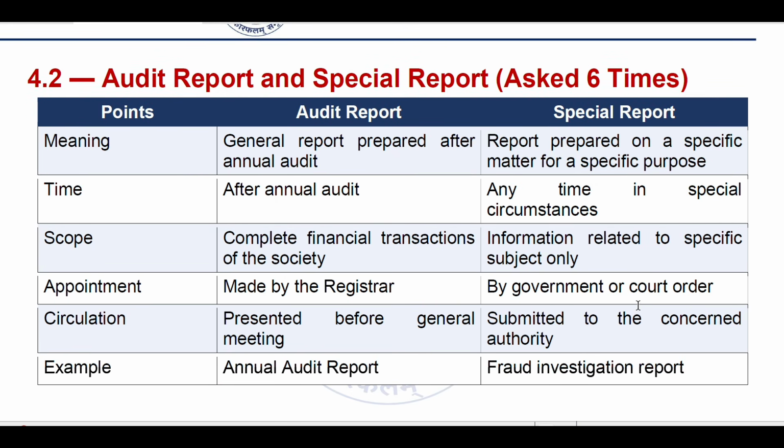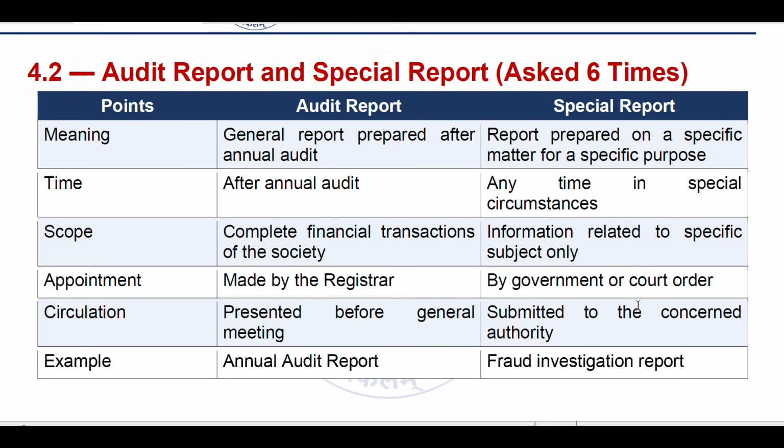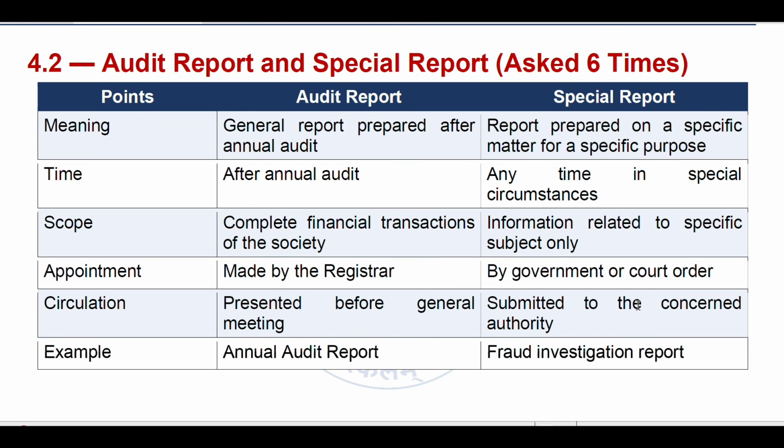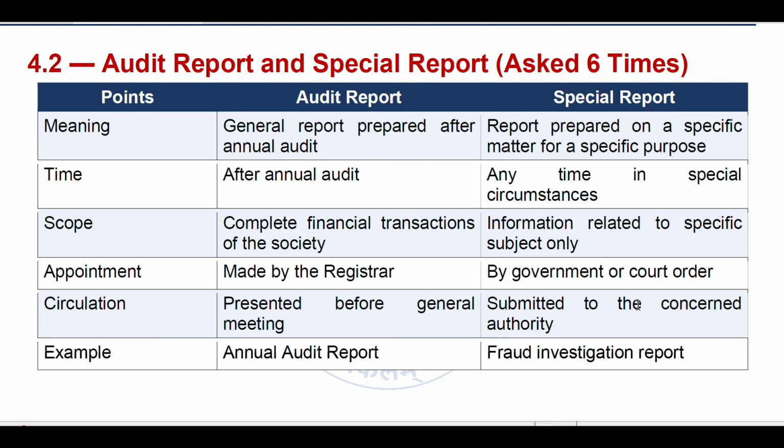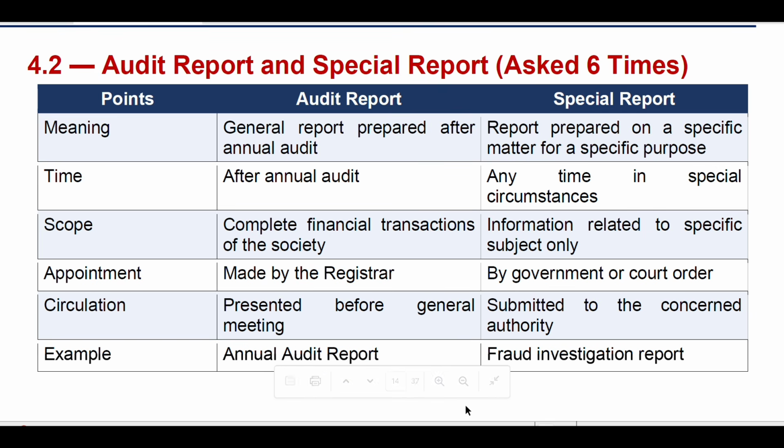Number two, audit report and special report. It has been asked nearly 6 times. So the points, as I told you, are meaning, time, scope, appointment, circulation, and examples. So you will write examples, and according to that, you can write the things.